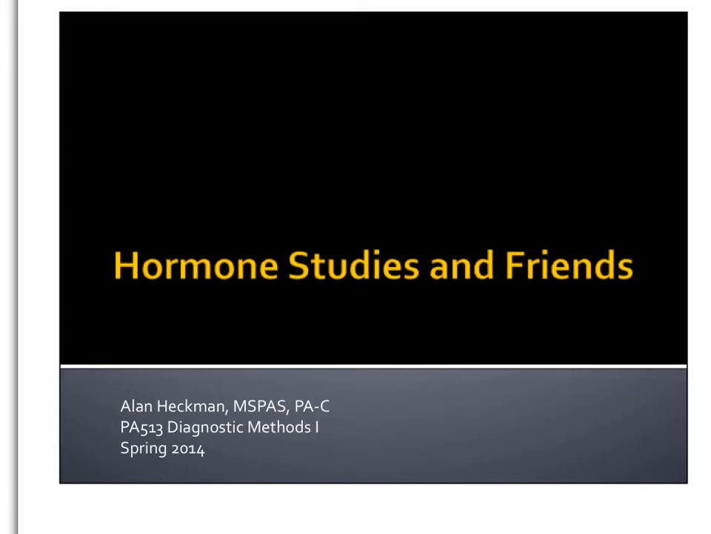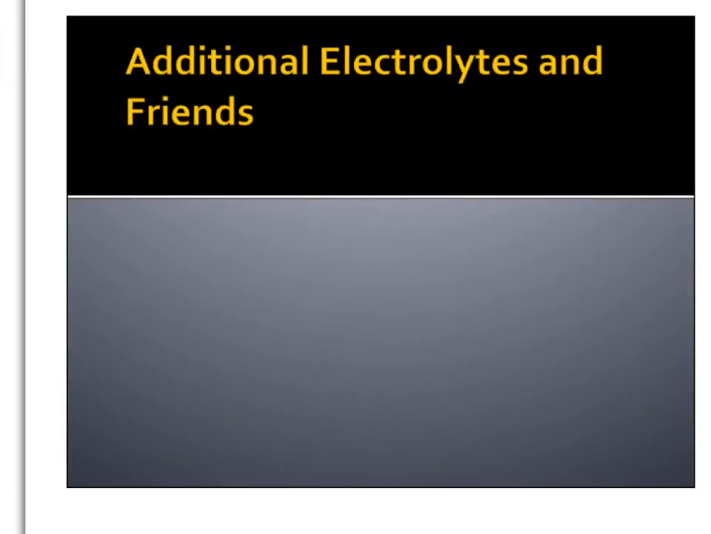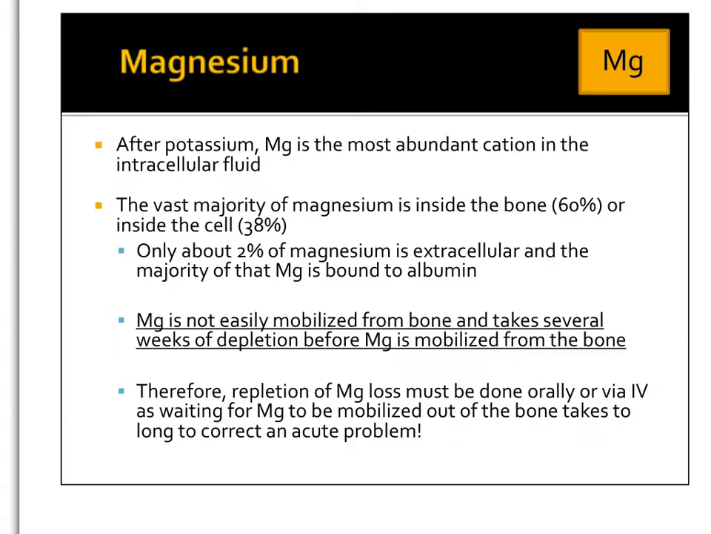Alright folks, we're going to do some hormone studies today, along with some other electrolytes that can be regulated by some hormones. We're going to start this presentation by taking a look at some of the electrolytes, specifically magnesium, phosphorus, and calcium. Okay, so let's start with magnesium.